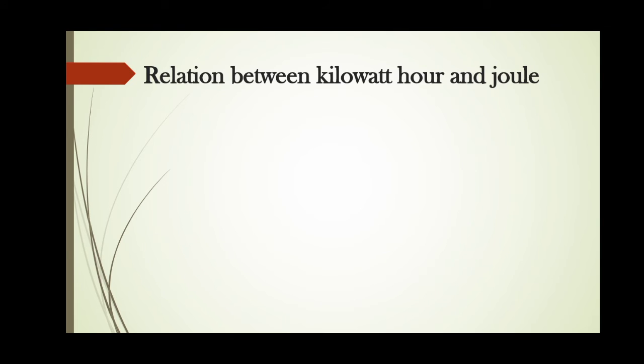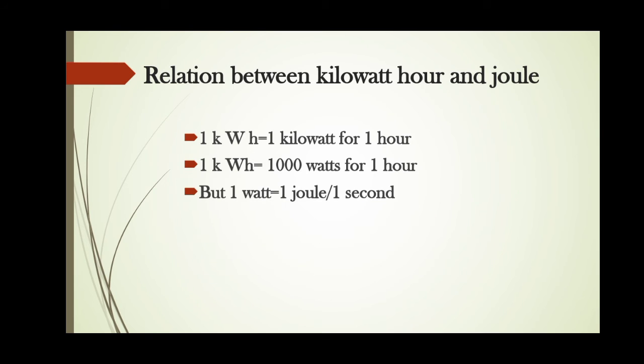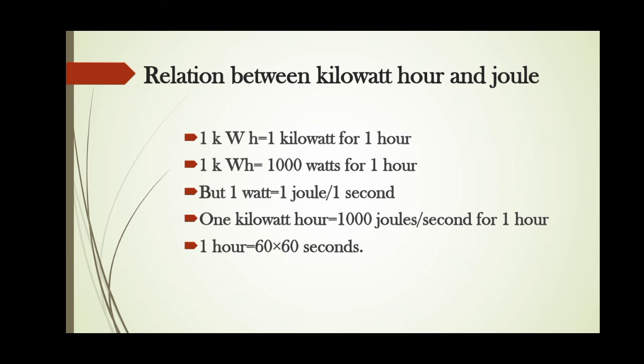Relation between kilowatt hour and joule. 1 kilowatt hour is equal to 1 kilowatt for 1 hour. 1 kilowatt hour is equal to 1000 watts for 1 hour. But 1 watt is equal to 1 joule by 1 second. That is, 1 kilowatt hour is equal to 1000 joules per second for 1 hour. We know that 1 hour is equal to 60 into 60 seconds. That is, 1 kilowatt hour is equal to 1000 joules per second into 60 into 60 seconds.